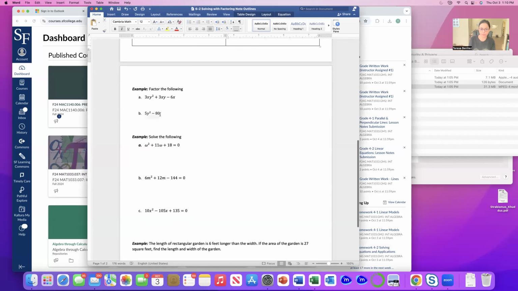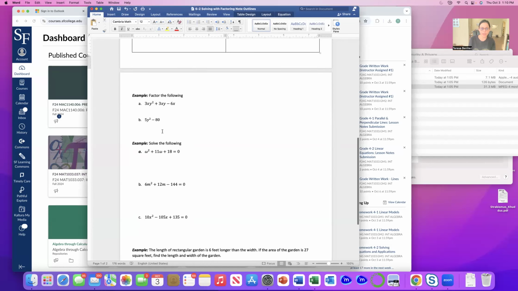Factor the following, which is combining methods, and also solve the following, which is also combining methods, but then we make it equal to 0. So these are the examples that we will go over. The first one was solved in class, so I'll just review that, and then we'll move on to the next 4, okay?